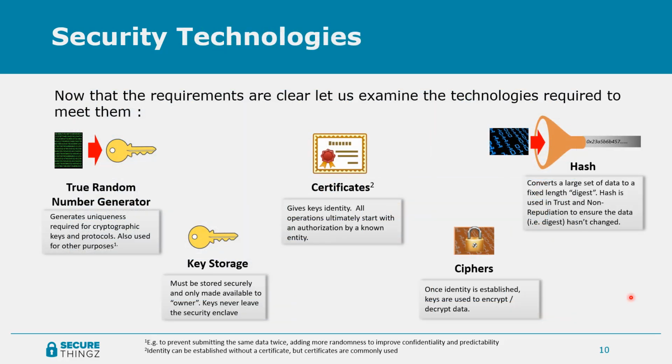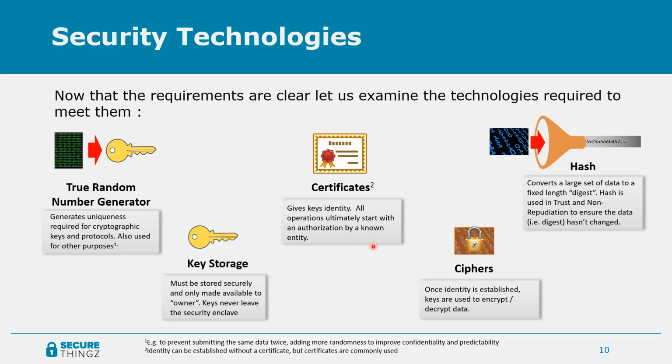So let's just look at some of the security technologies that are available to us. One very important technology that's required is a true random number generator. This is the item that's used partially to generate keys which can be used for encryption and decryption. It's very important that these keys are randomly generated. Key storage, another key technology that's available. This is basically secure memory, allowing us to hide private keys away securely in our hardware.